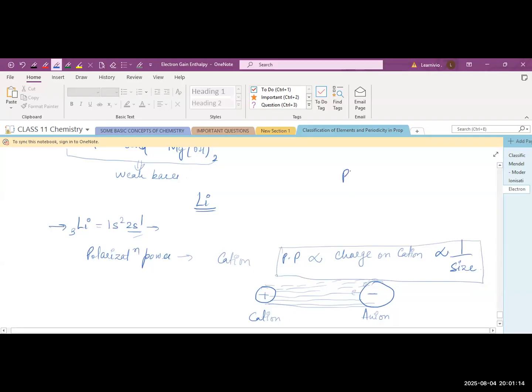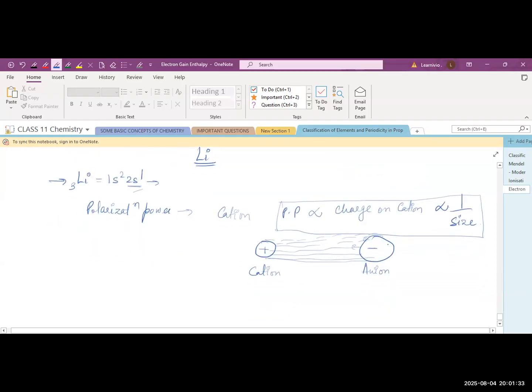So basically, what is polarization power? Polarization power is equal to the charge upon radius ratio. Radius, or its size, you can write. So this polarization power is the charge upon radius ratio, right? When a cation approaches an anion, see the structure. This is your cation, this is your anion. So what will happen? The positive charge of the cation attracts the negative cloud. यहाँ पे there will be negative clouds all around the anion, right?